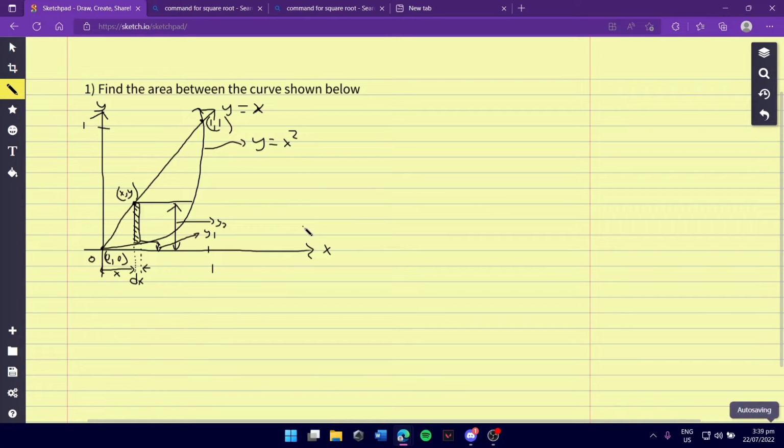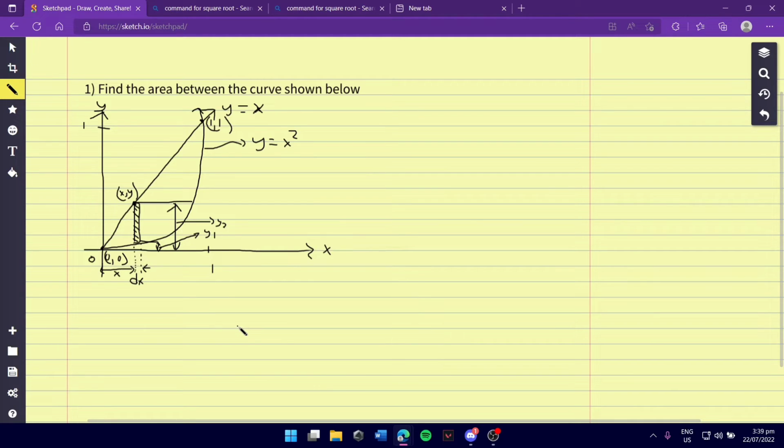Like that. Next, since it is plotted, we'll solve for the differential area first.